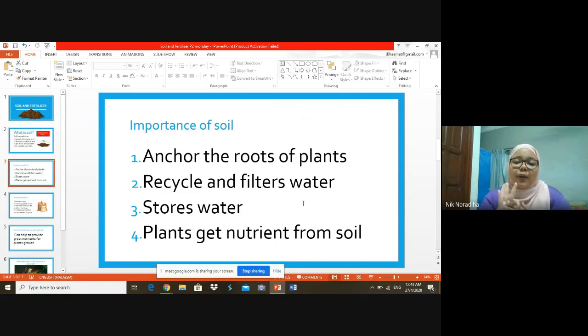Okay. The third one is to store water. When rain falls down to the earth, soil helps to store the water. Okay. The fourth one is plants usually get nutrients from soil. So why is soil important for plants? Because all the important nutrients that plants need for their growth can be gotten from soil.